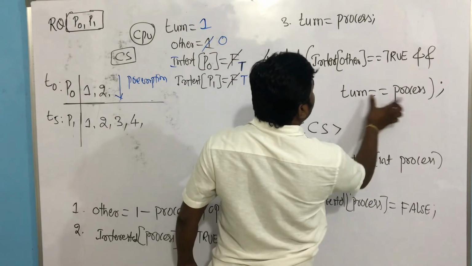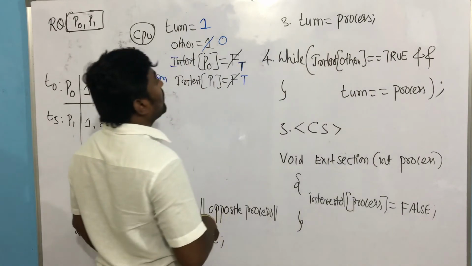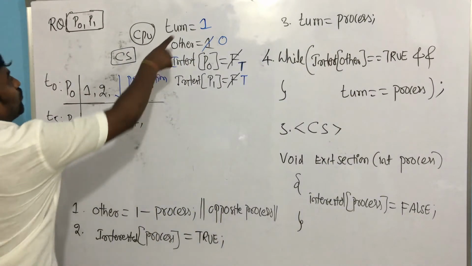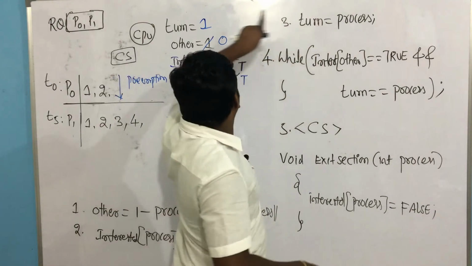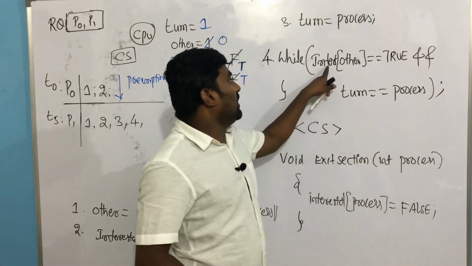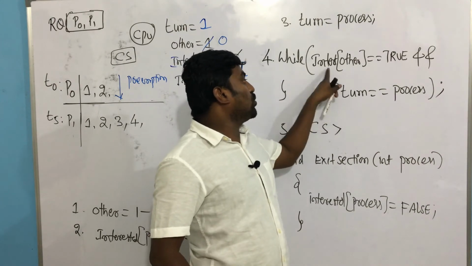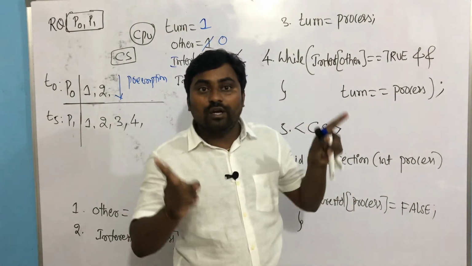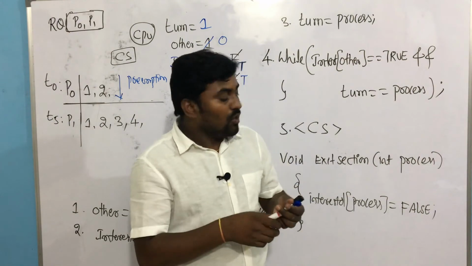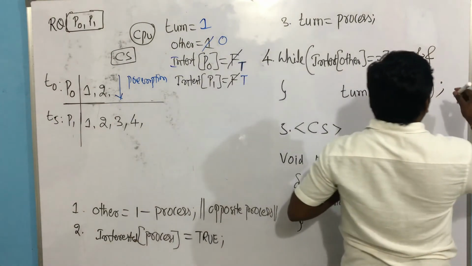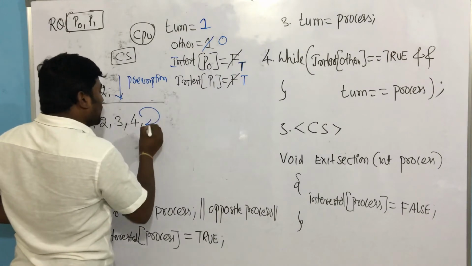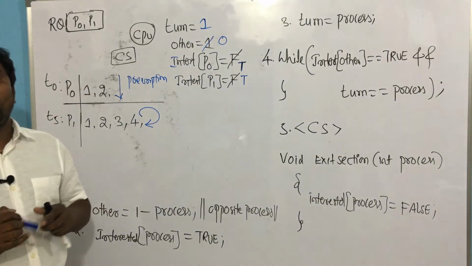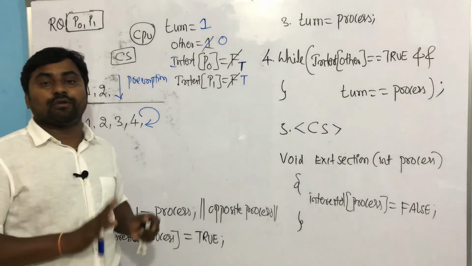What is the right side? Turn equal to process. What is the turn value? 1. What is the process? 1. Are you getting? Turn equal to 1, process equal to 1. Left side is true, right side also true. Total while condition is true. Well, when total while condition is true, meaning what? Busy wait or not? Now process P1 is going to busy wait until what? Until completion of the CPU time of P1.